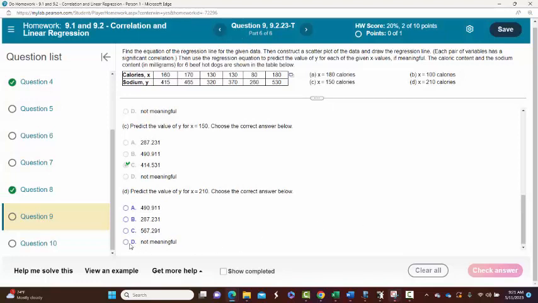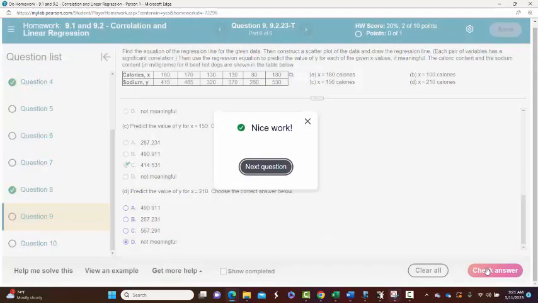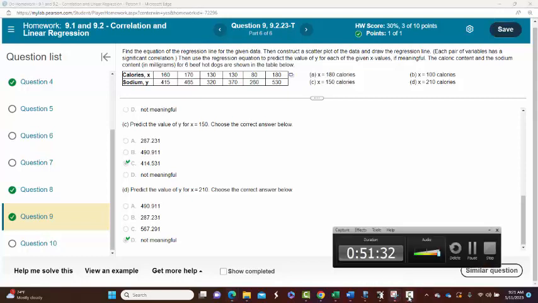This one's not worded like the other one, but that's good enough, not meaningful. The other one we had to pick the answer. It said what's outside the range of values, which is correct, and outside the range of values tells us it's not meaningful. Got it. And all right, I think that's going to conclude our lecture on correlation and linear regression.